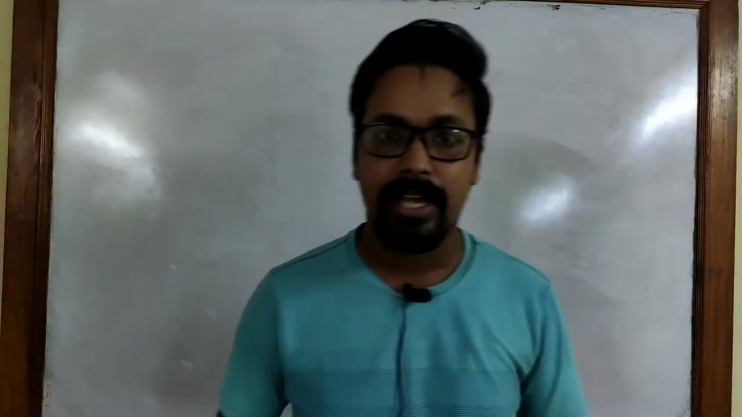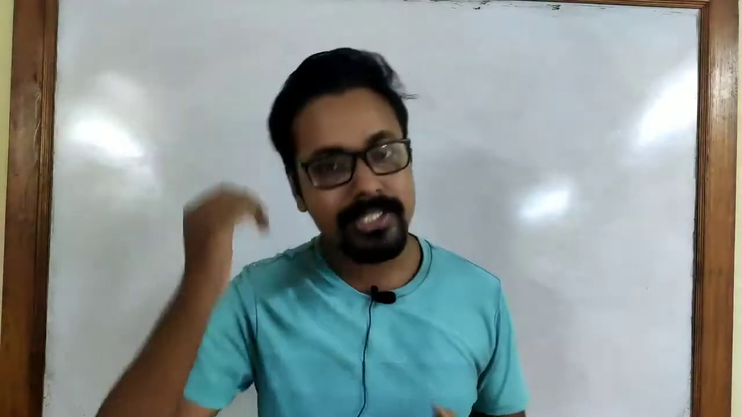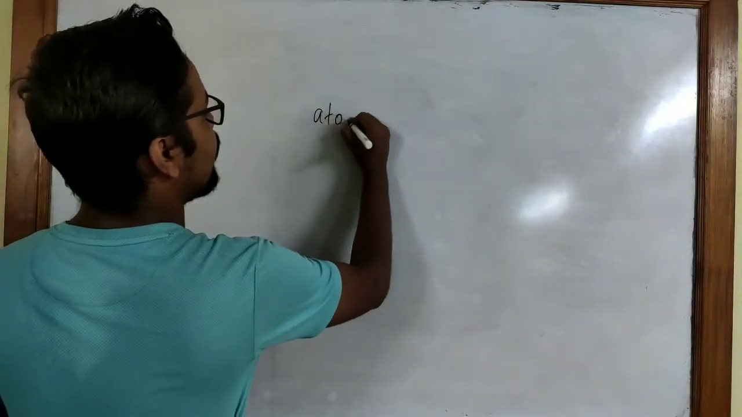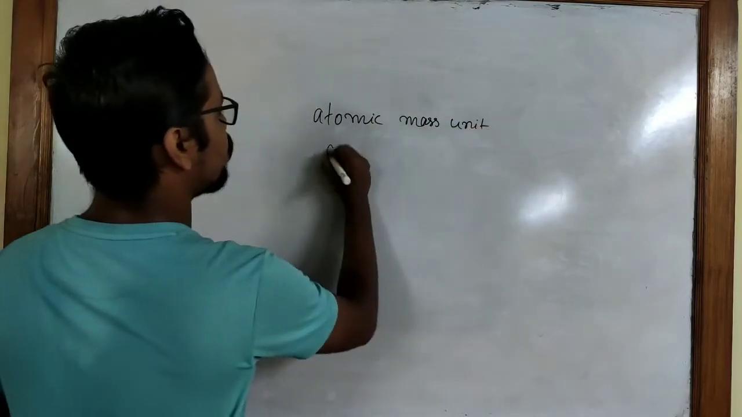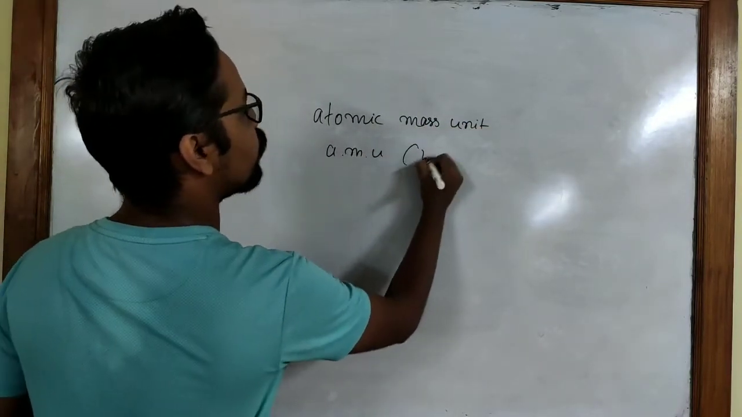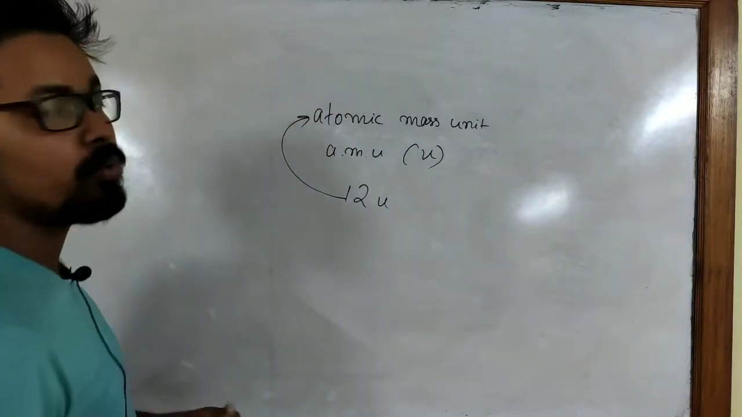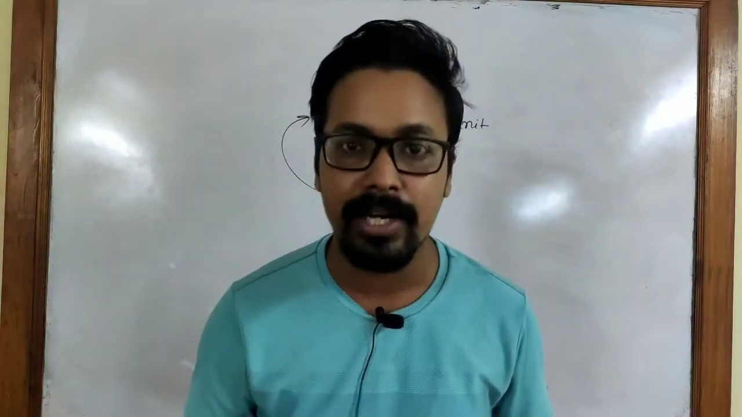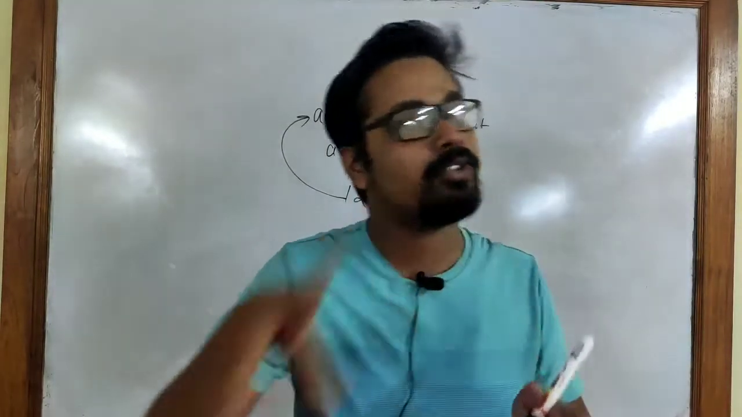Now the thing is, as Dalton said, an atom must have some mass. So what is the mass of an atom? How do we define the mass of an atom? For the mass of an atom, we give the unit as atomic mass unit, whose short form is AMU, or we only use u. Suppose if you write 12 u, it means 12 atomic mass unit. Now what does this atomic mass unit mean? Atomic mass unit, you must remember, is a relative atomic mass. First of all, atomic mass means the mass of an atom.